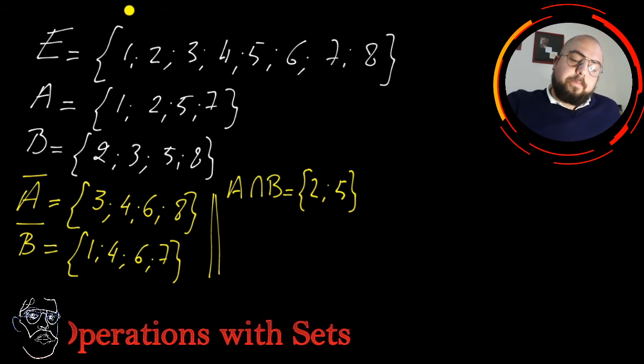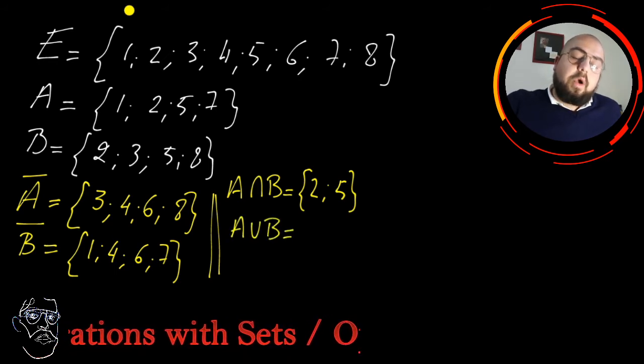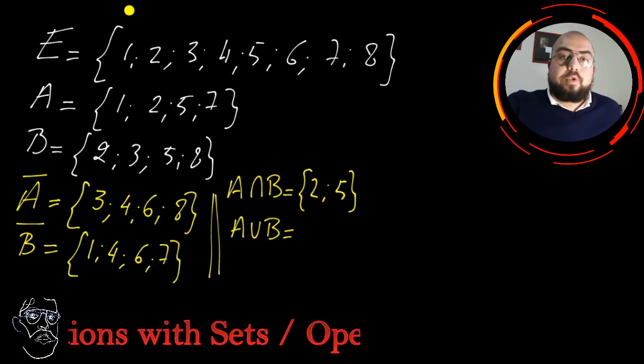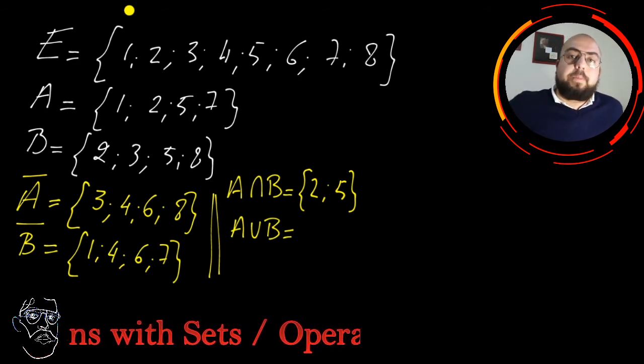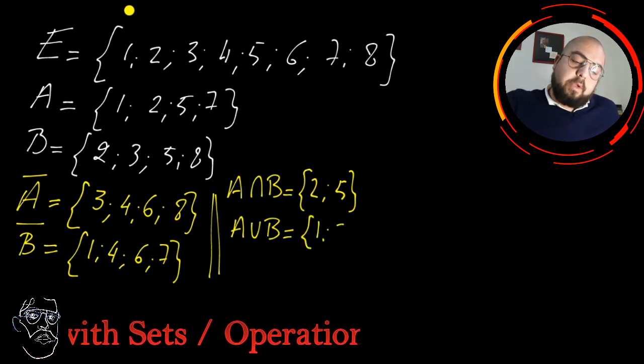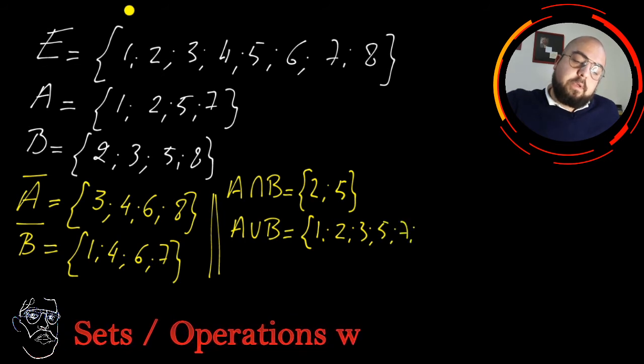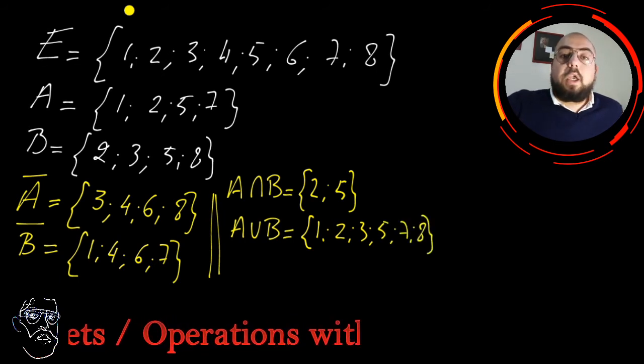What about A union B? Whenever we're going to talk about union, you have to join the elements of A and B, even the common ones. So you have to say it's 1, 2, 3, 5, 7, and 8. This is A union B.